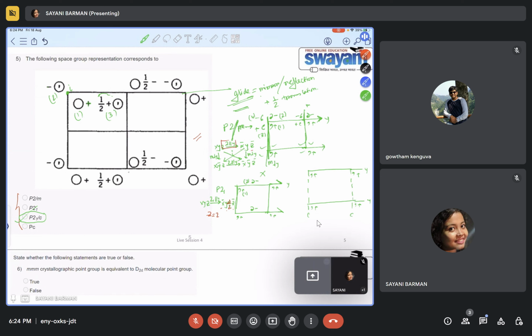Now, if we apply C glide, C glide means what? Mirror plus half translation, right? So this will be the mirror and half translation. Let's say this. So this is the intermediate point. We'll erase this. Now you'll be getting a similar point here also. So there are only two types of points.